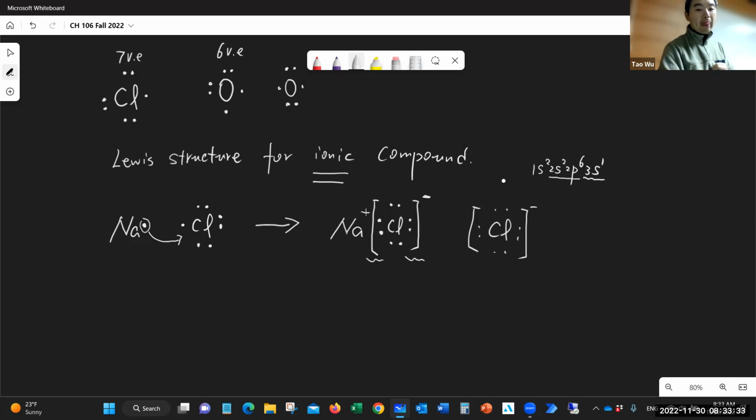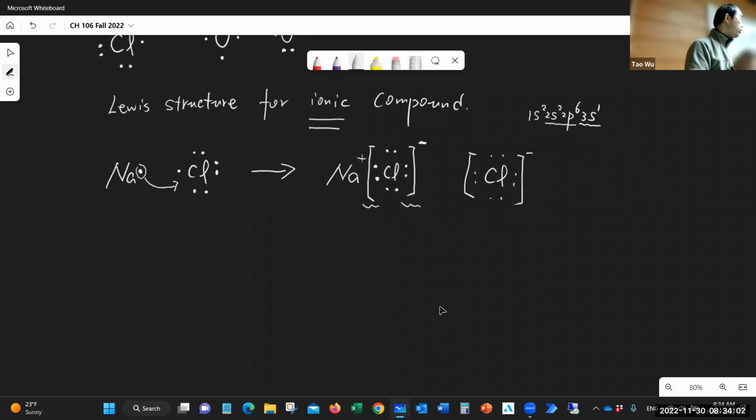So make sure when you write the charge, you have the hard bracket. But for sodium, you don't have it because there are no such dots on the outside of sodium. That makes sense, right? There are no such dots, so you don't have to draw the bracket for sodium, but you have to draw the bracket for the chlorine side. Make sense? So the Lewis structure for an ionic compound is not very important. The most important part is to draw the Lewis structure for a molecular compound.